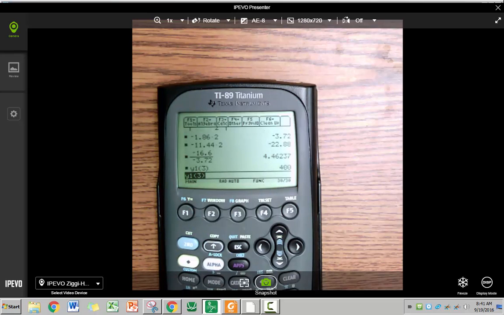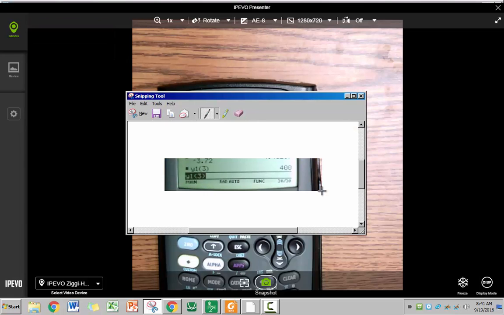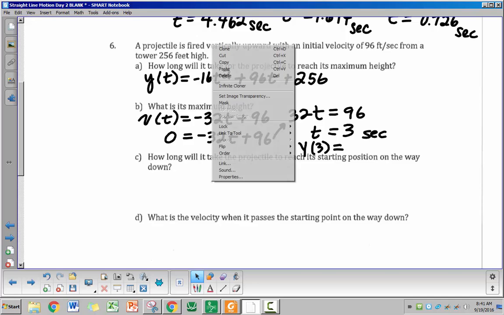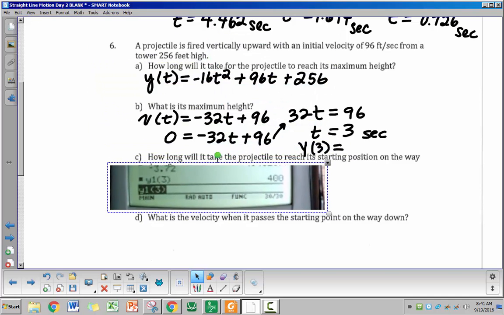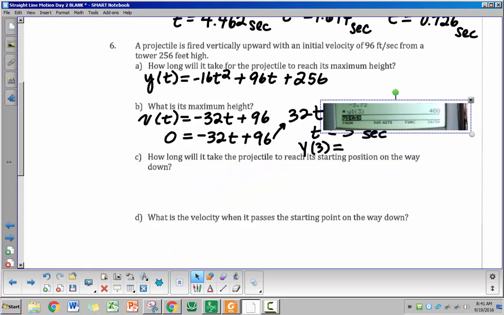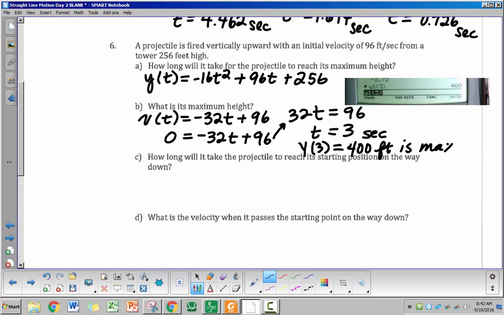Enter 400. Now it's behaving because I didn't lock it in place. Fascinating. So this would be at 400 feet, which is the max height.